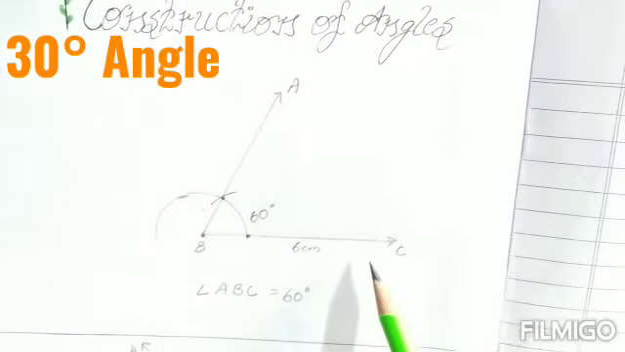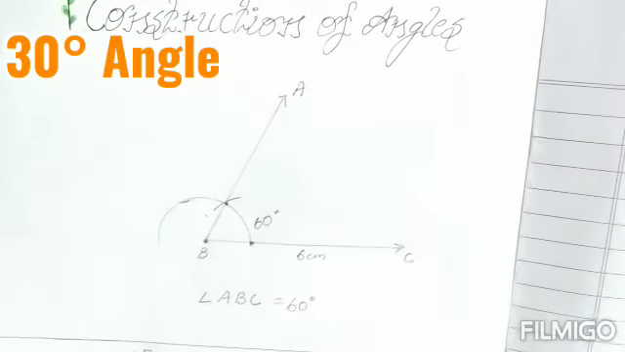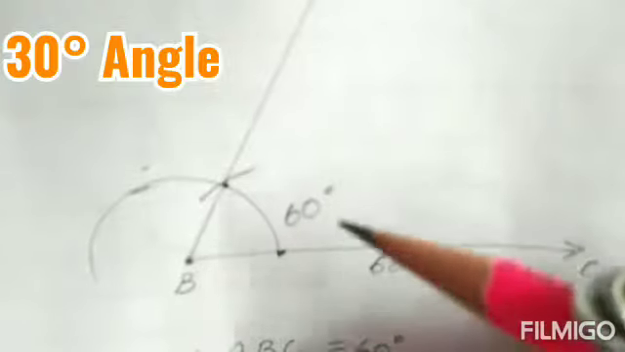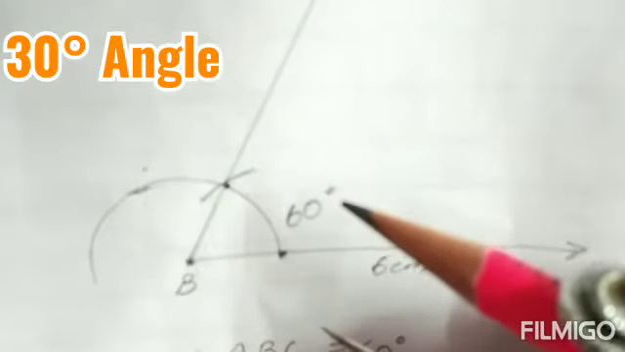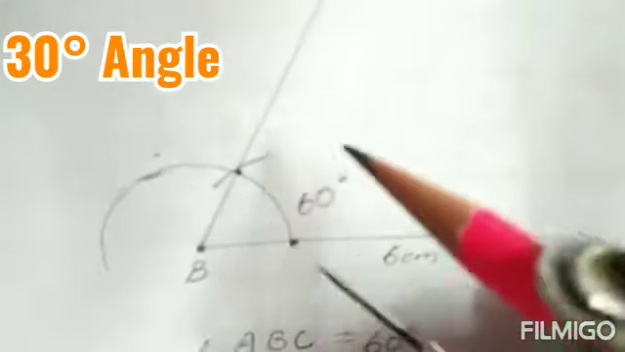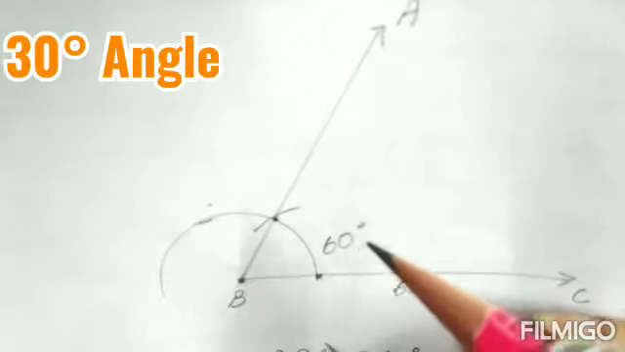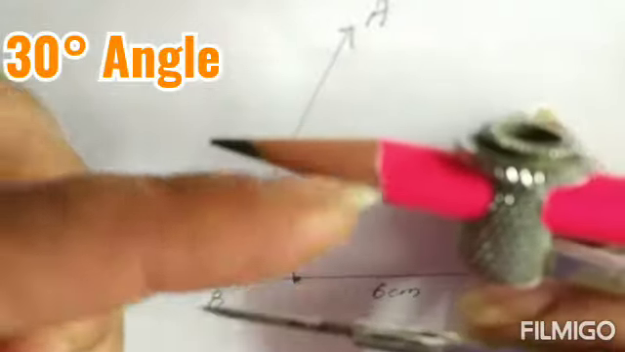Now in order to make a 30 degree angle, children, we have to bisect the angle. Now see, children, this was a 60 degree angle. In order to make a 30 degree angle, we need to bisect this. How are we going to bisect this? You will change the opening of your compass.